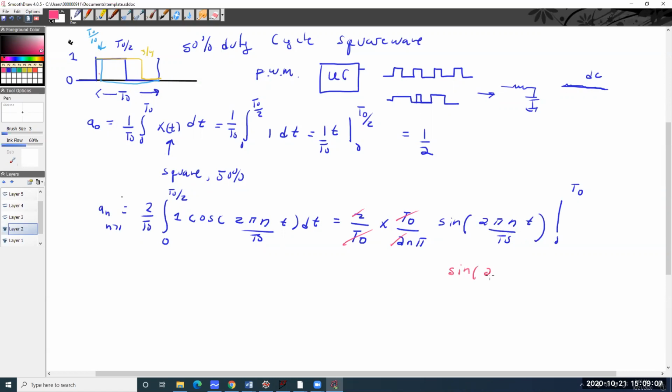All right, and so sine of 2 pi n times 0 equals 0 no matter what, right? And sine 2 pi n, right? 2's cancel, pi's cancel. So this is, no matter what n is, that will equal 0. And there are these rules with even and odd functions that are listed in the book that can help you figure that out.